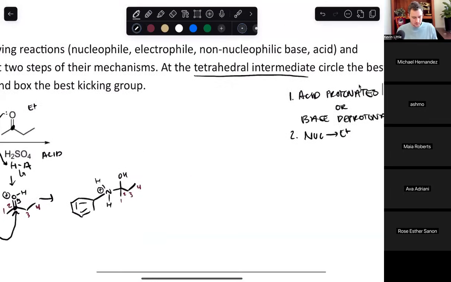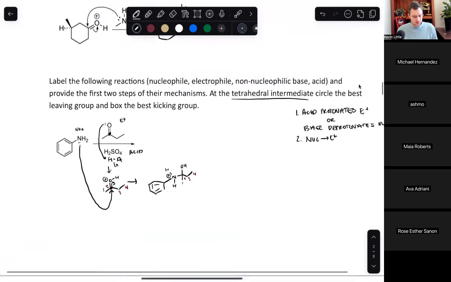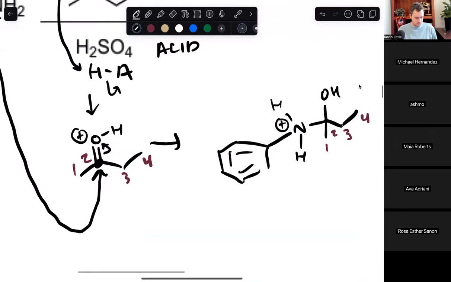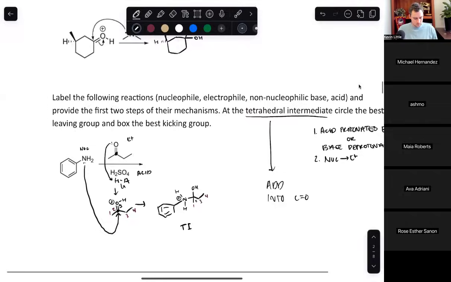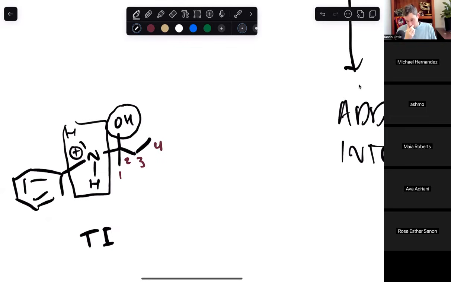Okay, thank you. Yeah, so I do want you to be able to recognize when you have a tetrahedral intermediate. Tetrahedral intermediates happen when you add into carbonyls. In this case, I did add into a carbonyl, so I have a tetrahedral intermediate. So I need to box the best leaving group, which is going to be this OH, or circle the best leaving group. And the only thing with electrons that could possibly be a kicking group would be the nitrogen.